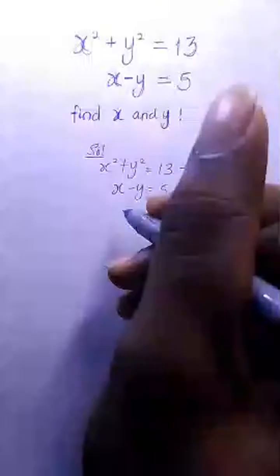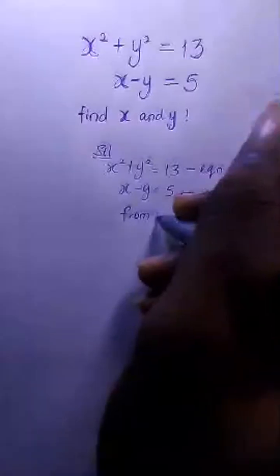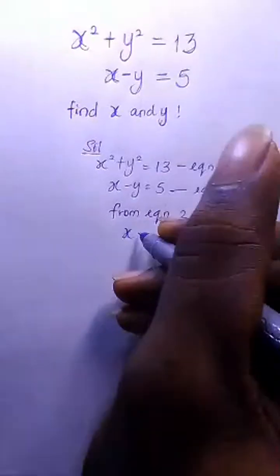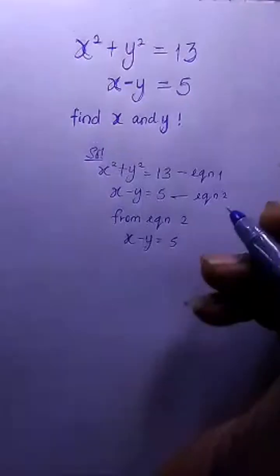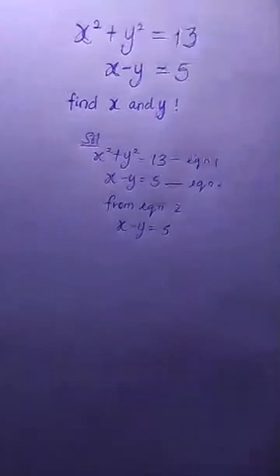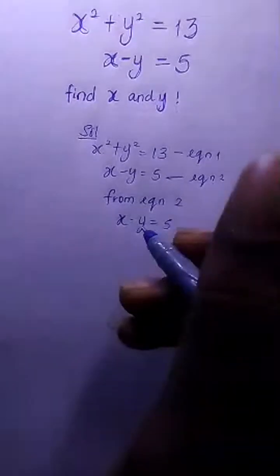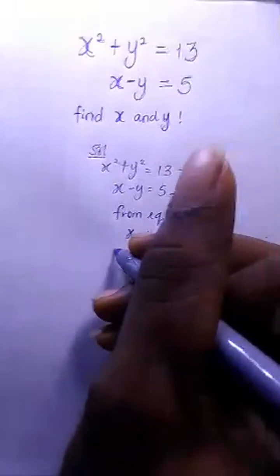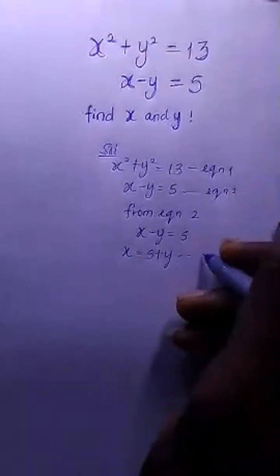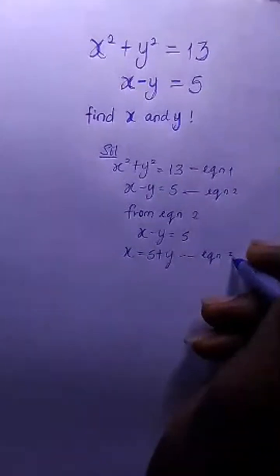We'll start from equation 2. Equation 2 says x minus y equals 5. So we'll now make x or y the subject of the formula. I want to make x the subject of the formula here. So we'll say x equals 5 plus y, and we'll term this as equation 3.